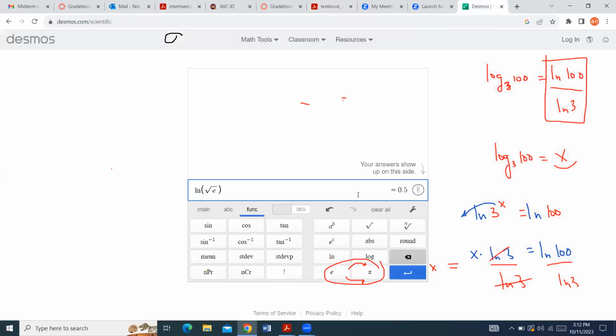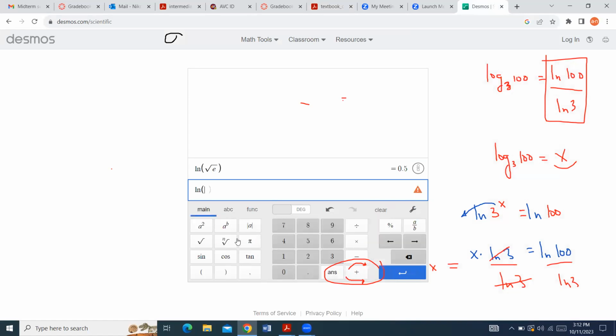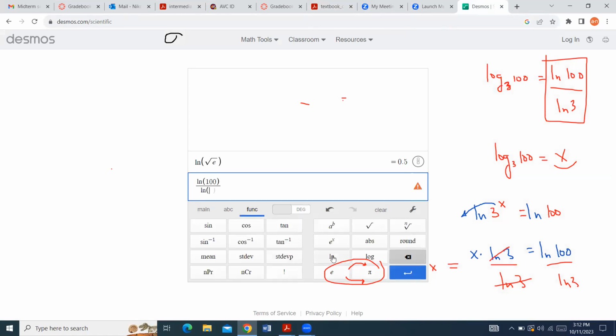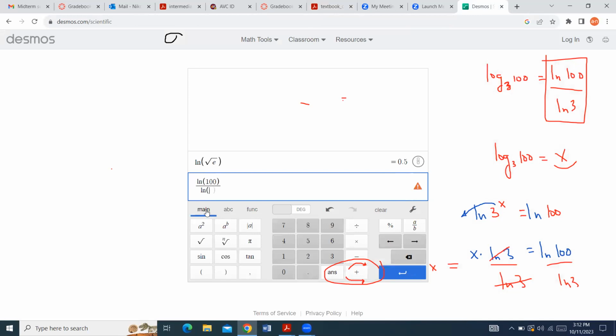So you say ln of 100. Let's put this in correctly. I need to go back to main, put 100 in this parentheses, right? And then I want to divide this by ln of 3. So I need to go back again to functions, click ln, go back to main, right? And then put 3. And I get some kind of answer.